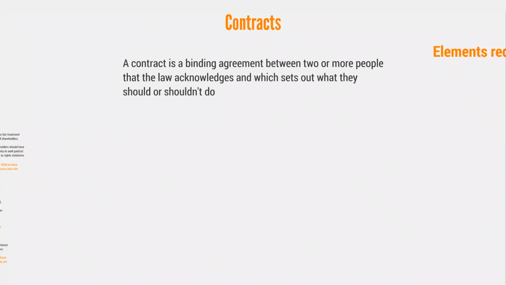Now, contracts, I'm sure we've all come into contact with. We've got a simple definition on the screen for you. A contract is a binding agreement between two or more people that the law acknowledges and which sets out what they should or shouldn't do.